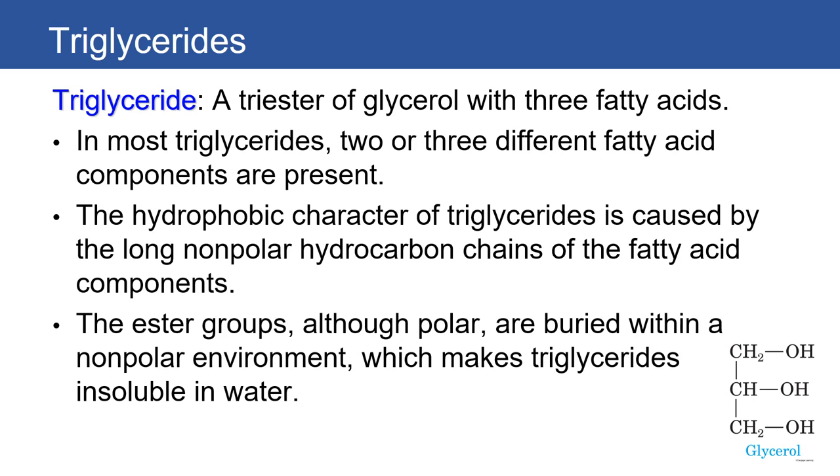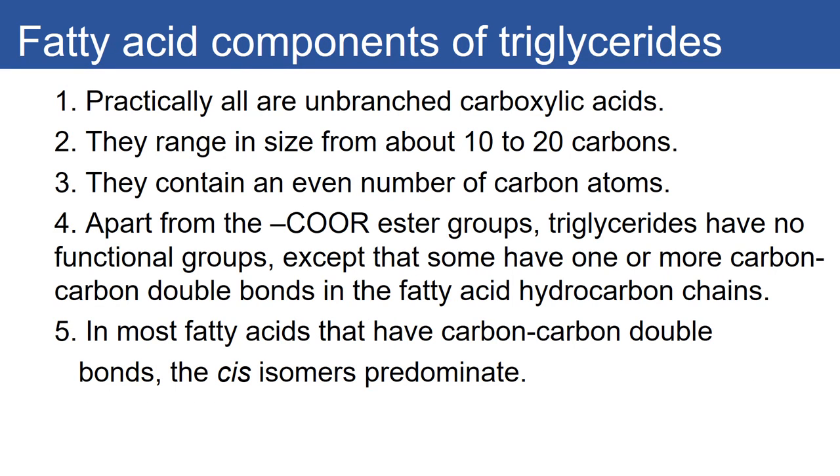The ester groups, although they're polar, are pretty buried within a nonpolar environment, which makes triglycerides pretty insoluble in water. Again, one of the reasons why they form membranes. They're practically all unbranched. They range in size between 10 and 20 carbons. They generally have an even number of carbons, and aside from the ester groups, triglycerides have no functional groups. So they're all straight chain hydrocarbons. You do occasionally see a double bond. Again, that's the saturated versus unsaturated fat. In most fatty acids, the carbon-carbon double bond is in the cis conformation. That's a good thing. If it's in the trans, that's when you have problems.